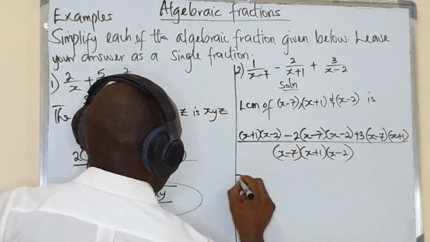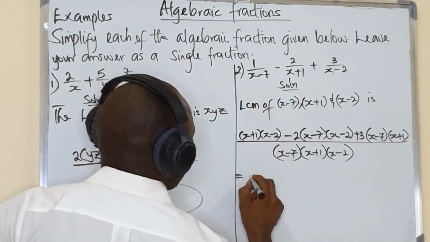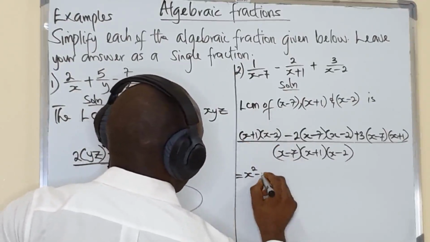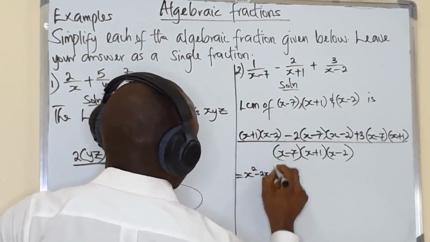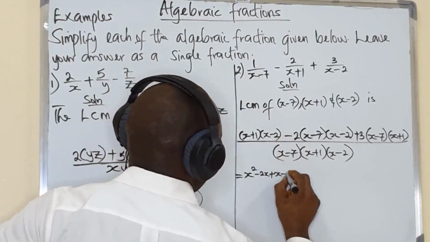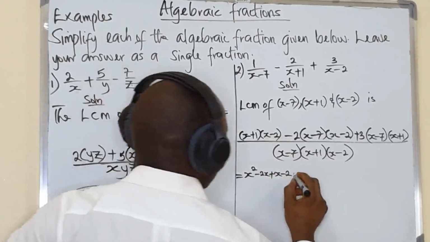So to do that, we open up the bracket. x multiplies x will give us x squared. And then x multiplies negative 2 gives us minus 2x. And then 1 multiply x will give us plus 1x. And 1 multiply negative 2 will give us minus 2. That's done for the first case.